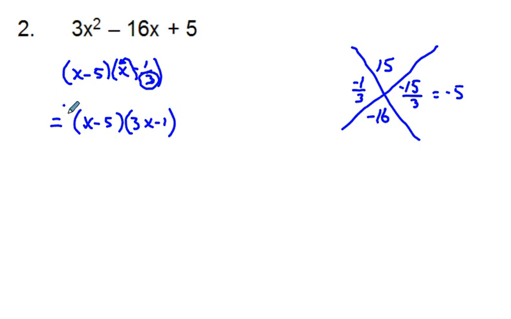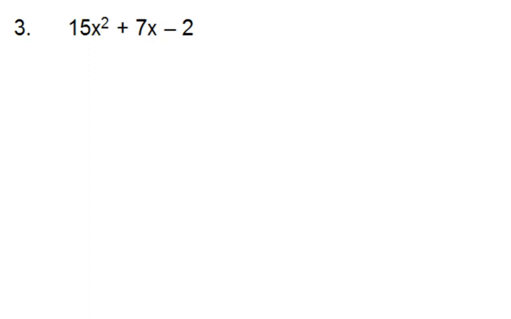And this is going to be our correct answer. Okay, next, problem 3. Again, I invite the viewer to pause the video. Okay, AC. AC, negative 2 times 15 is going to be negative 30. And then we have 7 down here.